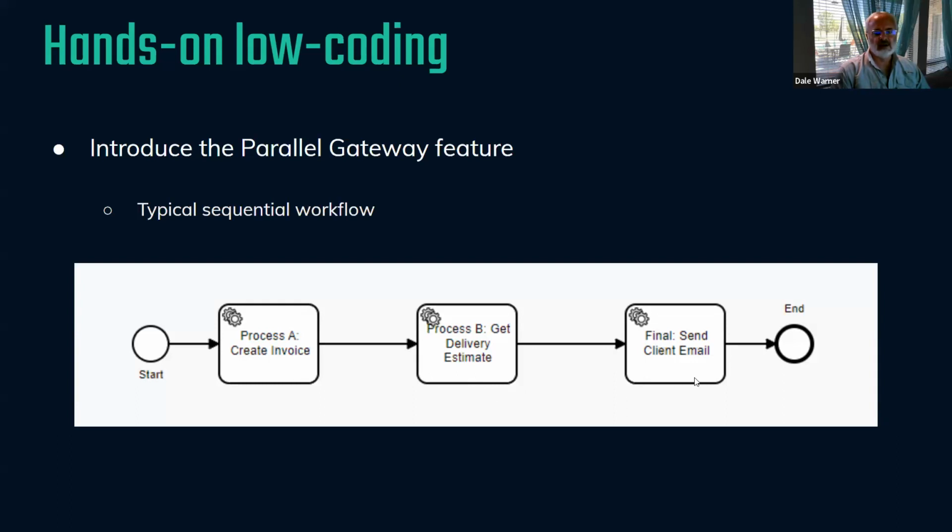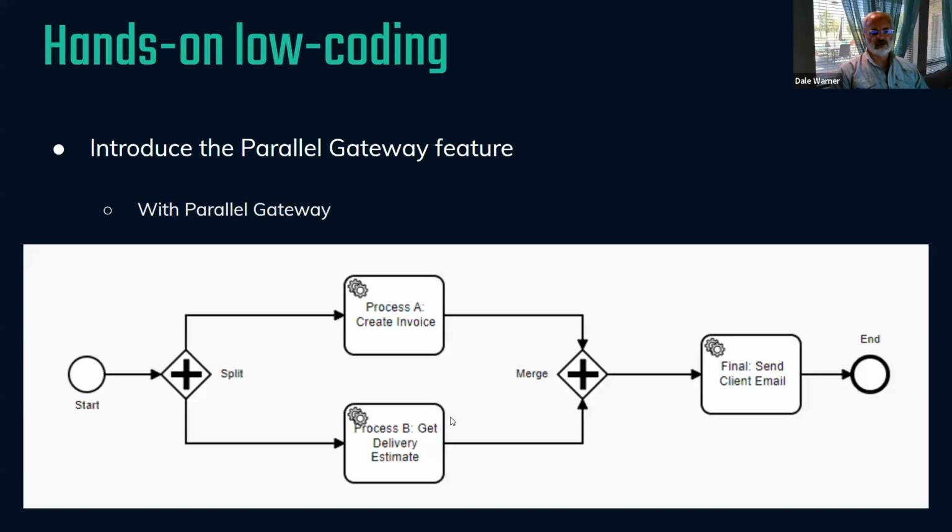All these things have to happen, and prior to 1.26, they would just happen in a sequential way. So if creating an invoice took 5 seconds and getting a delivery estimate took 5 seconds, and maybe a second or two to send an email, you've got a client hanging on, they've pushed a button and this workflow is running. This whole thing might take 12 seconds.